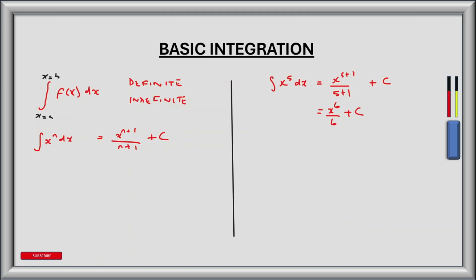Let's look at another example, the integral of x to the power of 7 dx. Using the power rule, that equals x to the power of 7 plus 1 divided by 7 plus 1 plus a constant c, which equals x to the power of 8 divided by 8 plus a constant c.